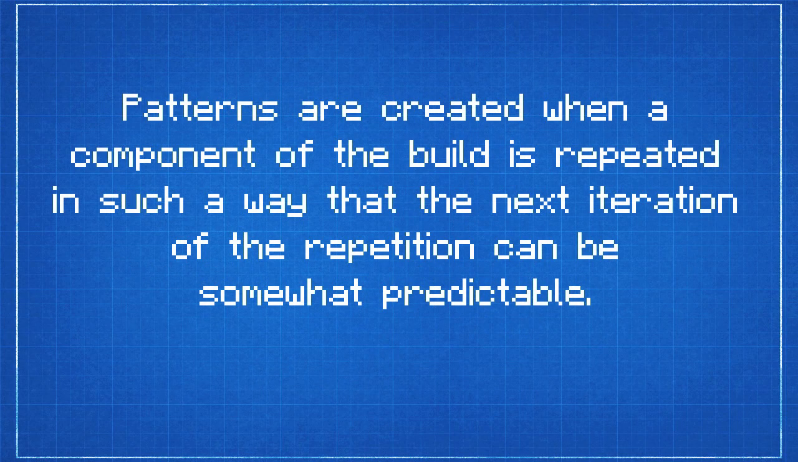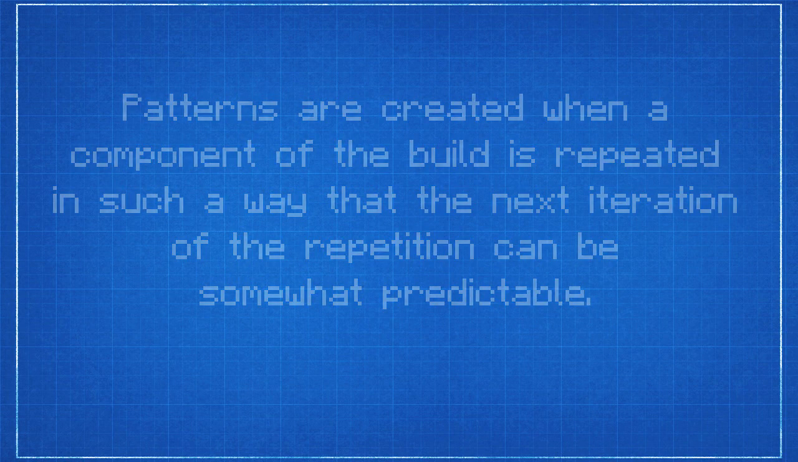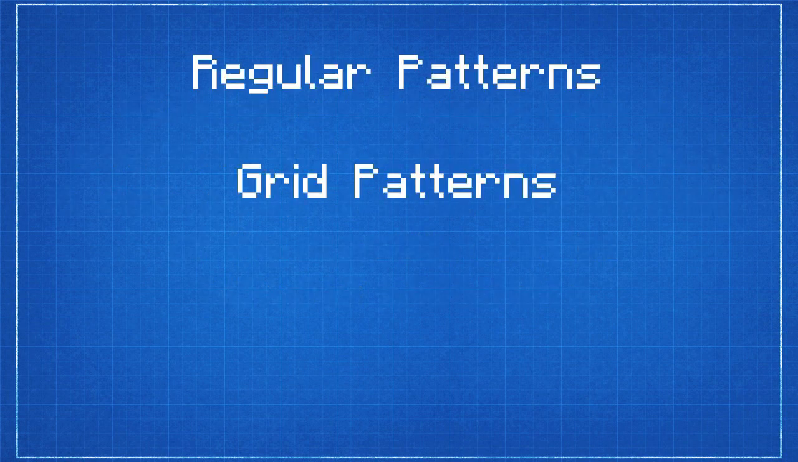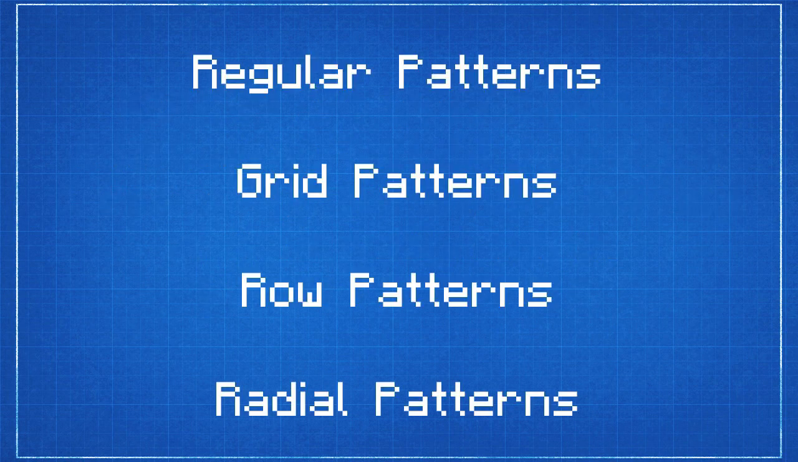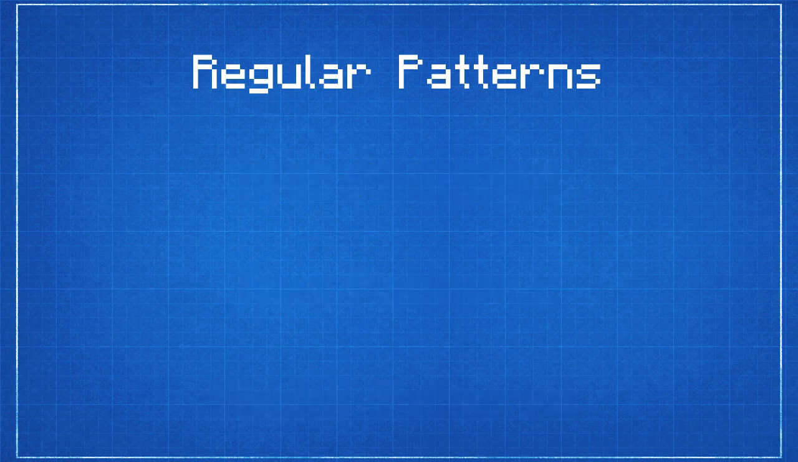Patterns are created when a component of the build is repeated in such a way that the next iteration of the repetition can be somewhat predictable. There are several types of patterns that commonly appear in Minecraft, all of which can aid you in your building process. The easiest type of pattern to employ in your build is also the most simplistic. The repetition of any subordinate visual component in the build will create a pattern.